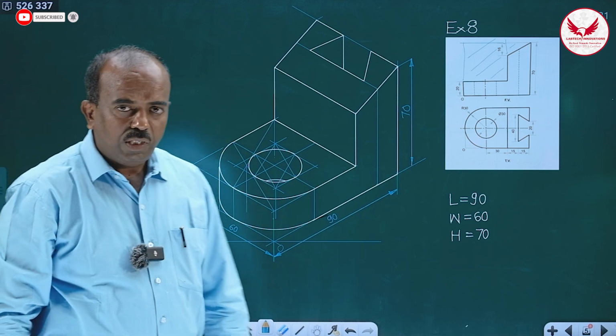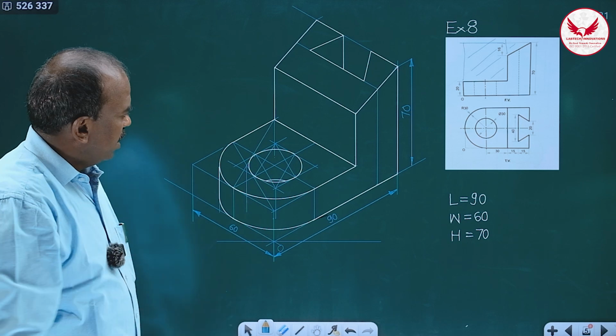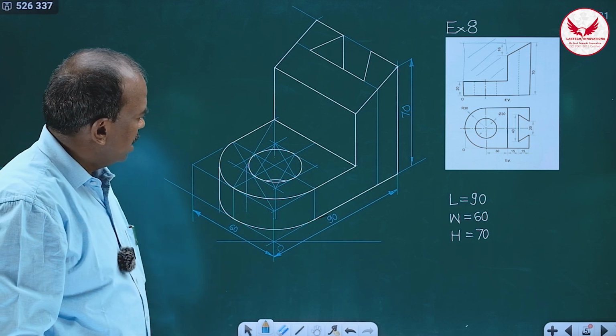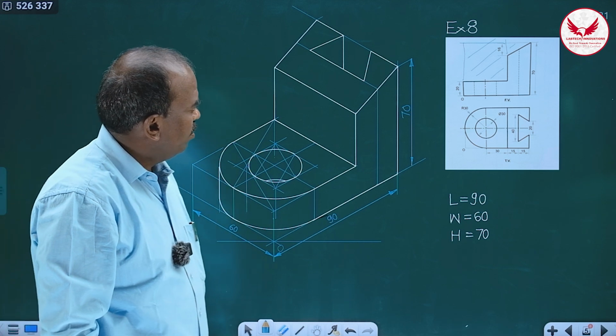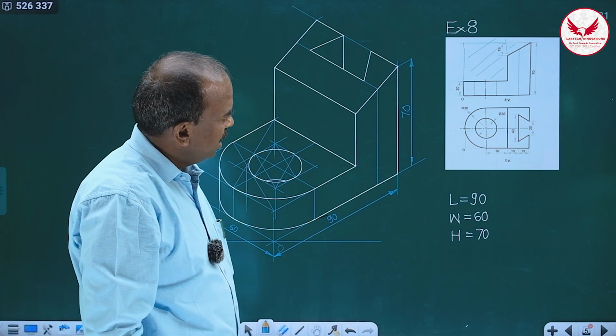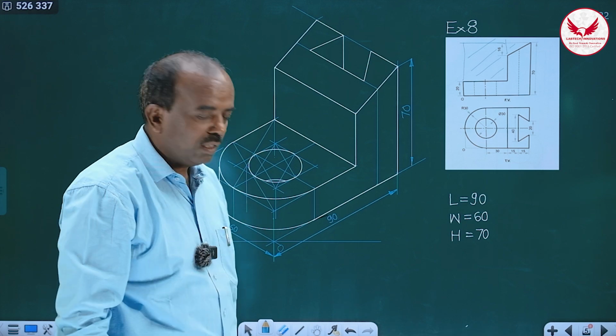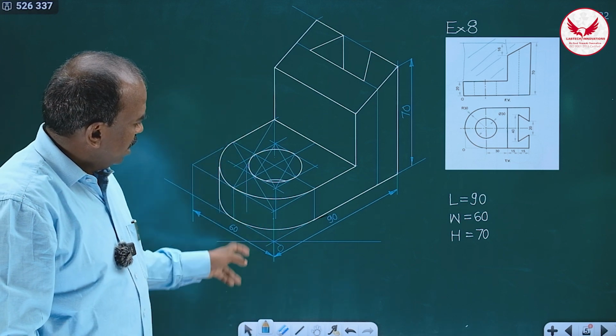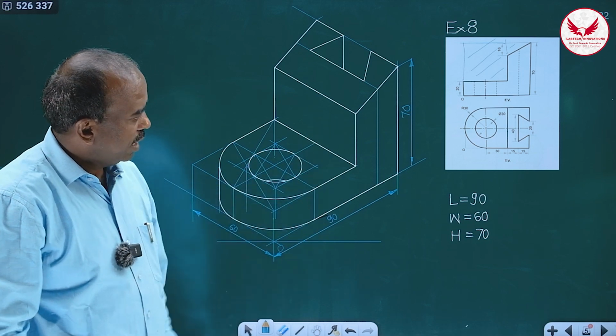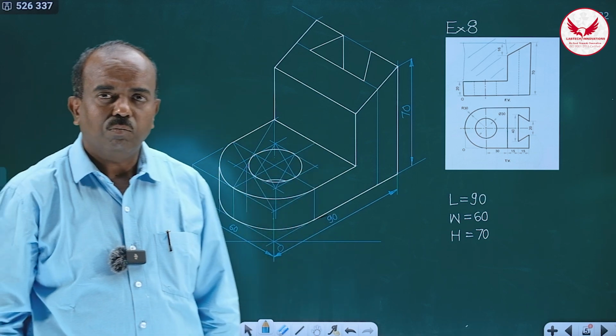So this is the isometric view of the given object, which consists of a circle, a semicircle, shifting of the semicircle, and a trapezoidal slot. When distances are given in a trapezoidal slot, it is always simple. When angles are given, it's a little bit difficult. In the drawing, 60, 90 and 70, three dimensions are a must.